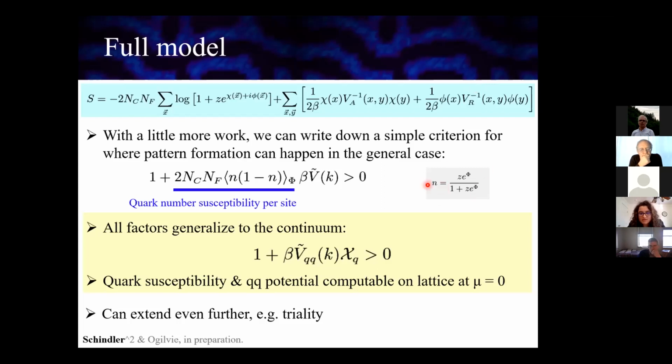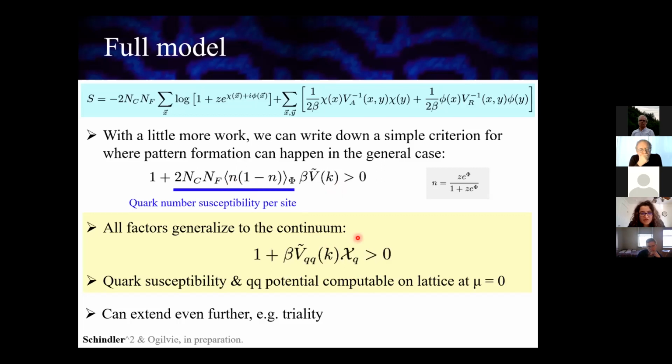And notice I'm putting in the substitution for the number density. When we write it in this form, this is actually an incredibly simple form for where pattern formation occurs. It's just in terms of the quark potential, beta, the standard factor 1/T, and also this factor that's the quark number susceptibility per site. Because these are all common things we see in a field theory, we can easily generalize all of these factors to the continuum. We write the quark number susceptibility per site as the quark number susceptibility chi per unit volume.